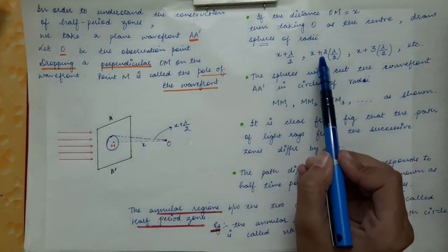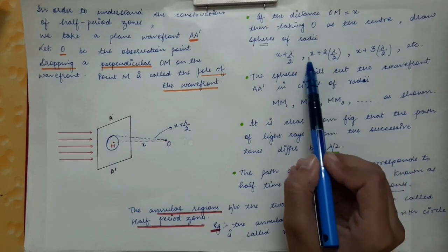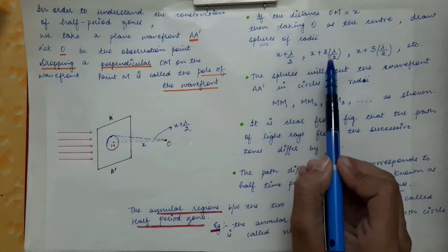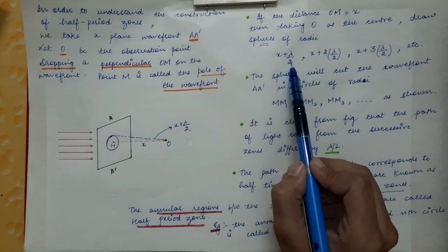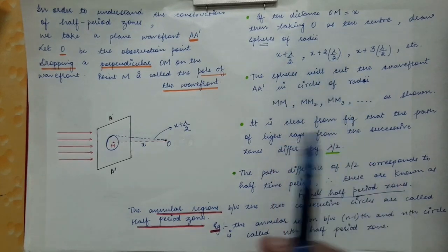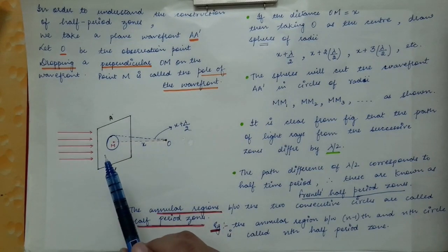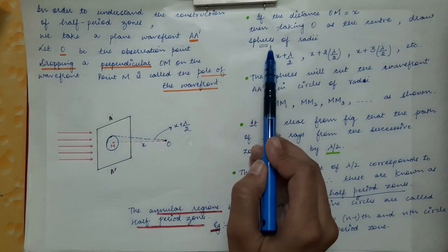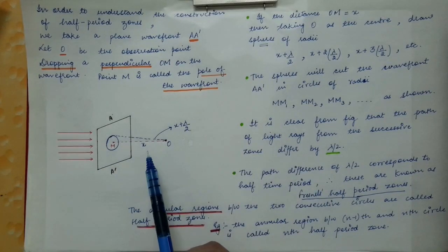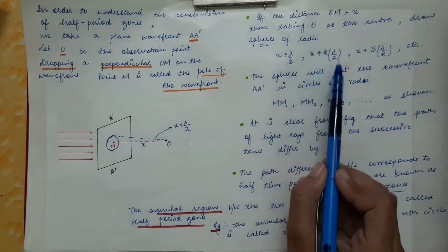Similarly, now you will draw a sphere of radius x plus 2 lambda by 2. Obviously, x plus 2 lambda by 2 is greater than x plus lambda by 2. So you have to draw a sphere of radius x plus 2 lambda by 2, keeping O as the center, a three-dimensional spherical shape.